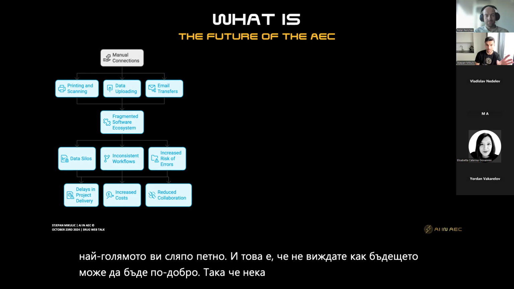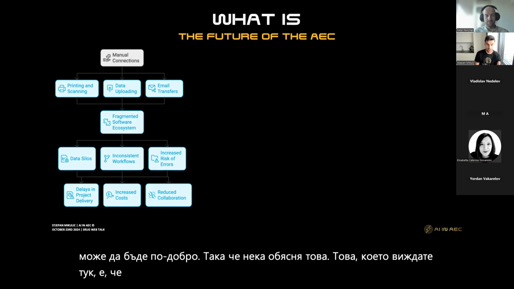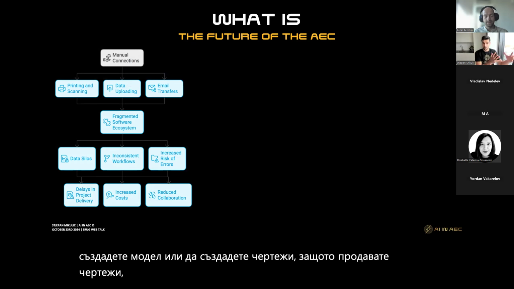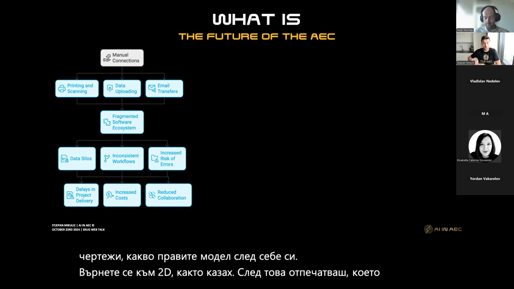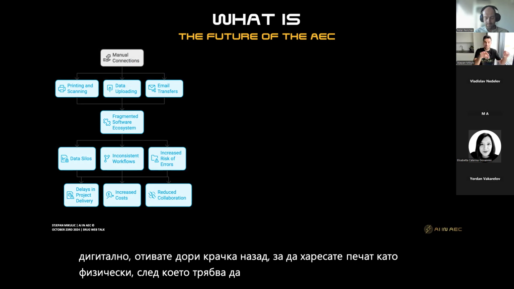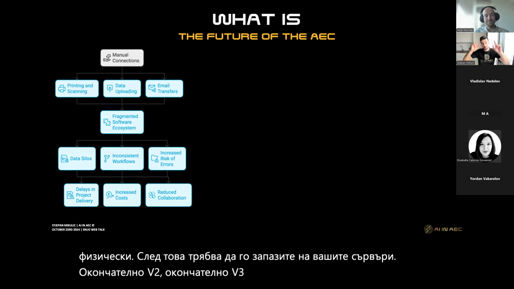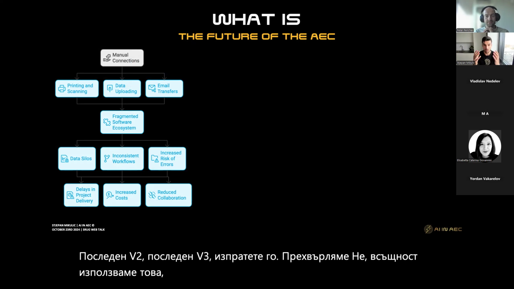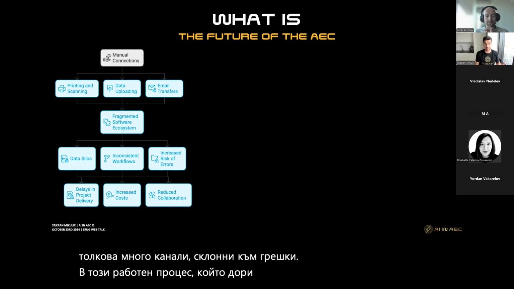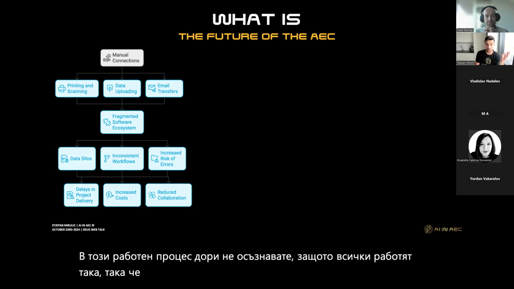What you see here is that we have a bunch of manual connections. Think about it. When you need to create a model or create drawings because you're selling drawings, what do you do? You make a model, then you go a step back to 2D, as I said. Then you print, which is already digital. You go even a step back to print physically. Then you need to save it on your servers, final V2, final V3, send it over WeTransfer. No, we actually use that. There are so many error-prone channels in this workflow that you don't even realize, because everybody's working like that. So nobody even realizes that there's a better option.